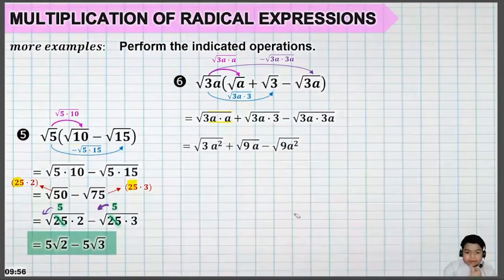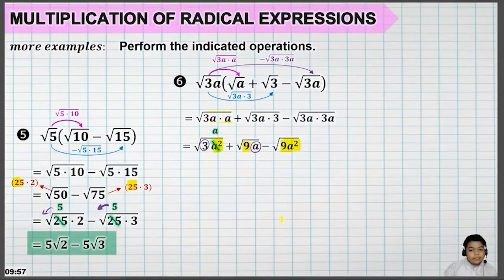mag-factor. So, perfect square ito, si a squared. Pwede yan, matitira sa loob si 3. Perfect square to si 9, matitira sa loob si a. Perfect square si 9 tsaka si a squared. So, walang matitira dito sa part na to. So, kuhain na lang natin yung mga square root ng mga naka-highlight.